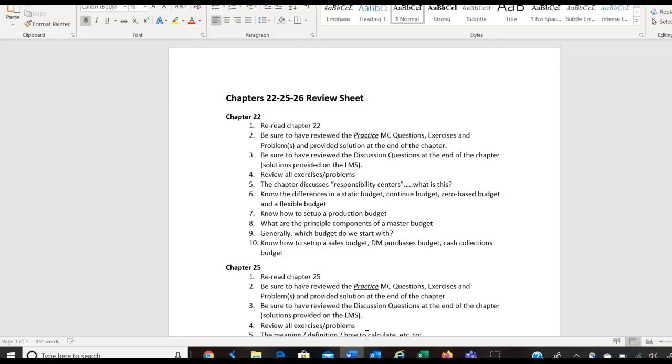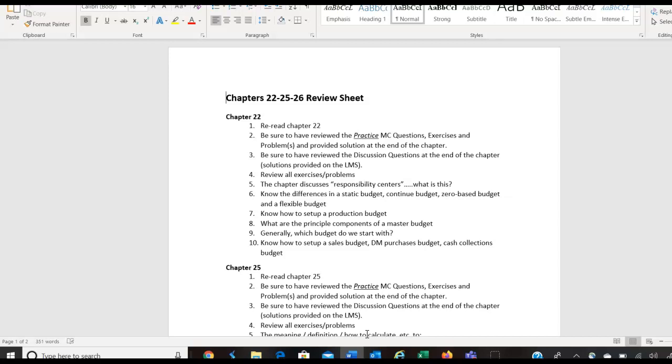Okay, moving on to chapter 25. When we get to 25, we start talking about differential analysis and product pricing. And I told you this at the beginning of this chapter. I'm not too concerned how you set up your problem. You can set it up many different ways. What's important is that we know the differences in this. So again, number one, make sure you've read chapter 25.